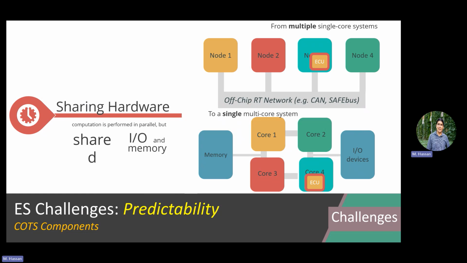Why is this a trend? Simply for scalability, for cost, and for improving performance. What is the trade-off? What is the expense? You are complicating predictability. It's very hard to analyze this system compared to this system.